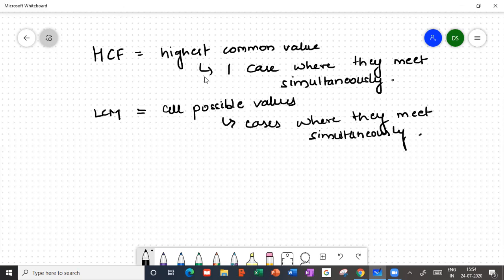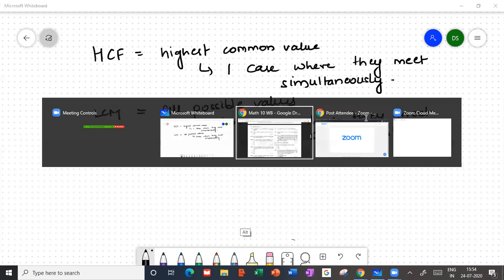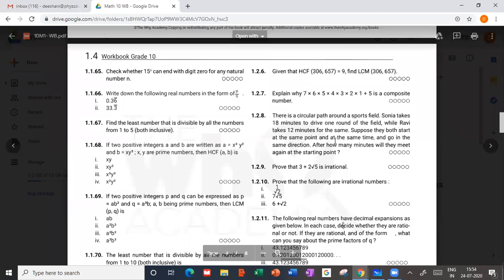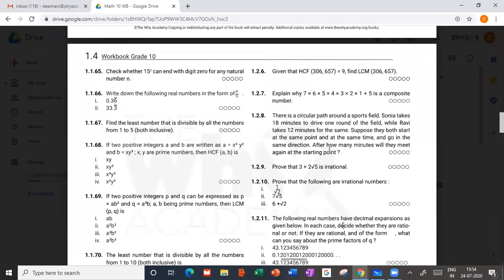Okay. Yeah, so you got it, right? So in this question also, all you need to do is find the LCM. And then after how many minutes will they meet will be just the LCM. They have not given you a starting time, right? So just 36 minutes.